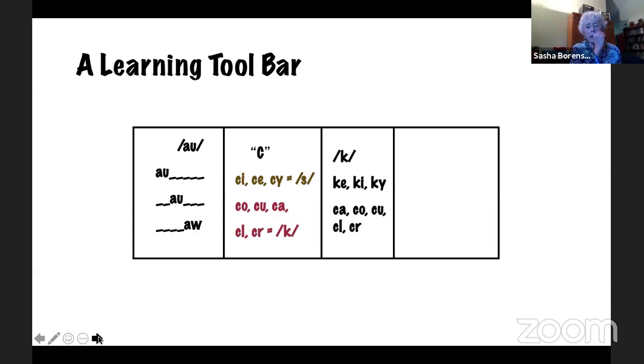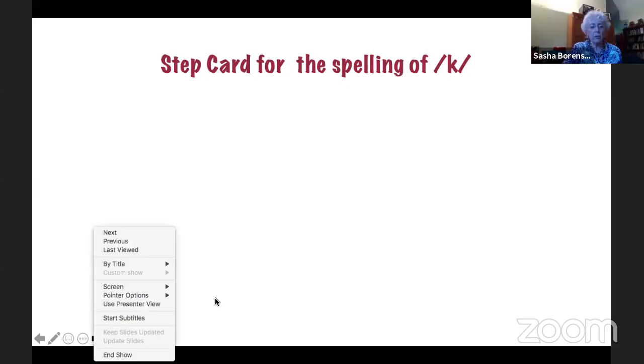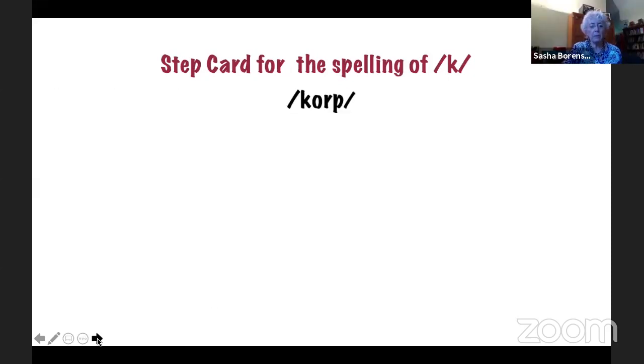I wanted to show you this toolbar with C, because it really helps if you start to develop toolbars for your students, for them to have a resource, because their working memory might elude them. And if you were trying to have them spell in a list with C and K, if they had a toolbar like this, they would be able to think about the spellings of K and C and not ask you every time.